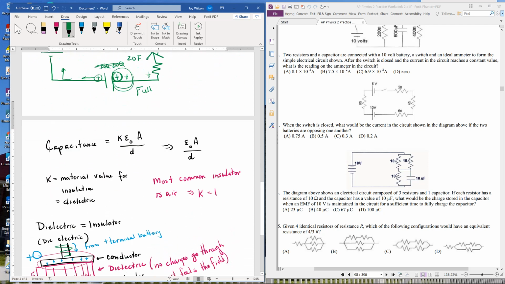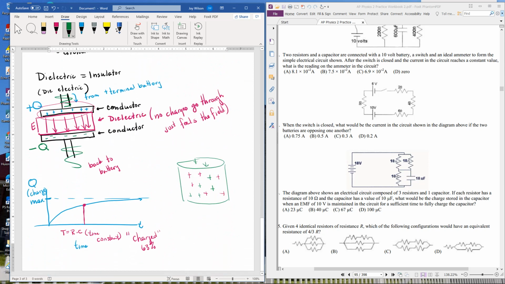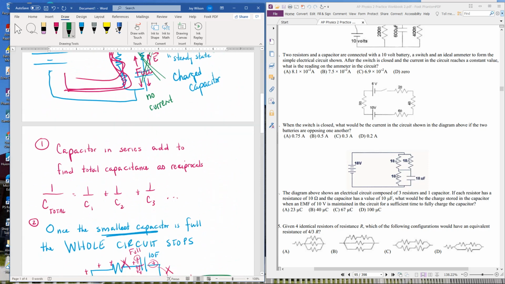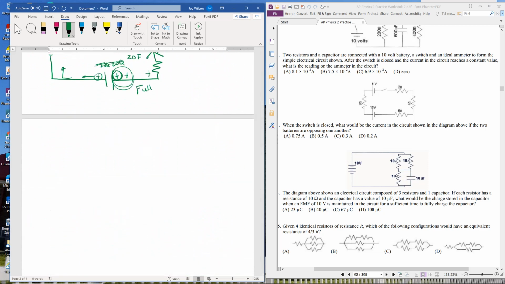Okay? Now, another page. That's what happens in series. So what happens in parallel? Capacitors in parallel add directly.